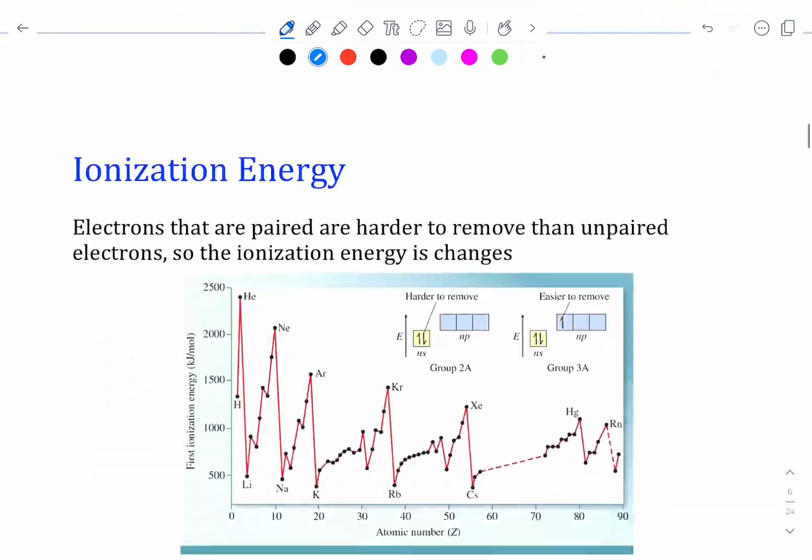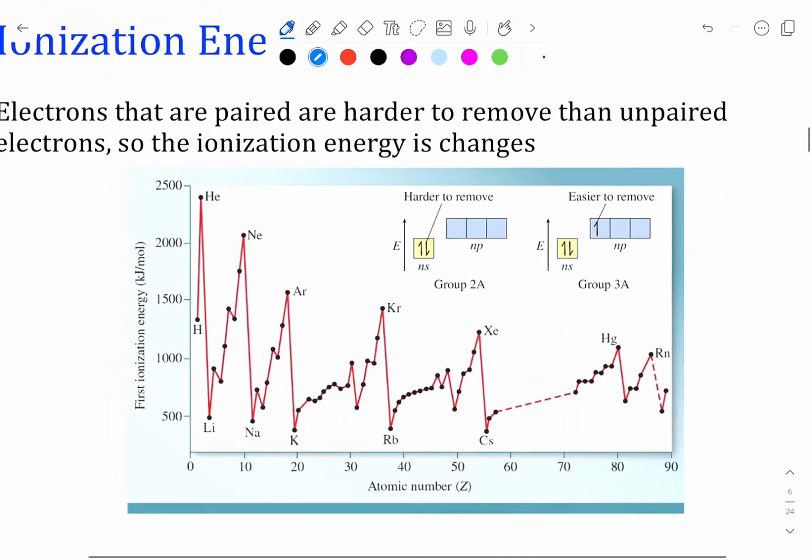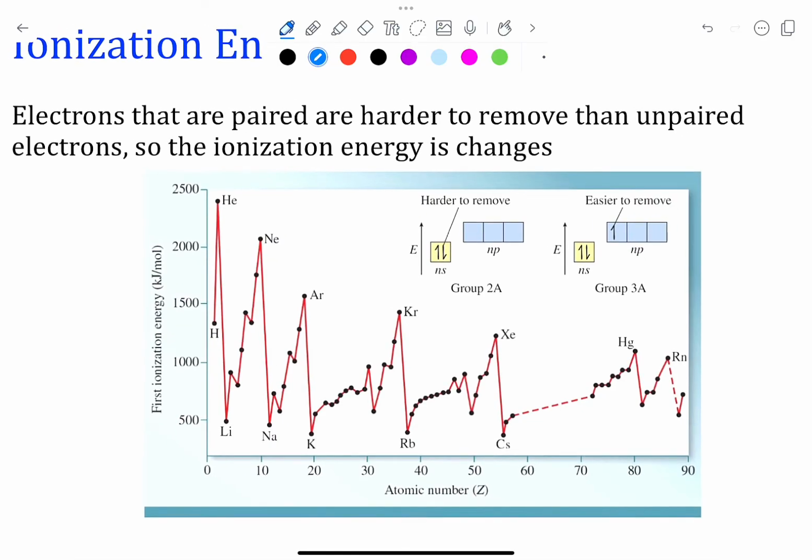Okay, so this trend is shown here, and this is an image from your textbook. Electrons that are paired are harder to remove than unpaired electrons, so the ionization energy changes. This is what we were talking about before, that elements and electrons in group 2A are harder to remove, compared to 3A where we have that one unpaired p electron. That's what we were just talking about with beryllium and boron.